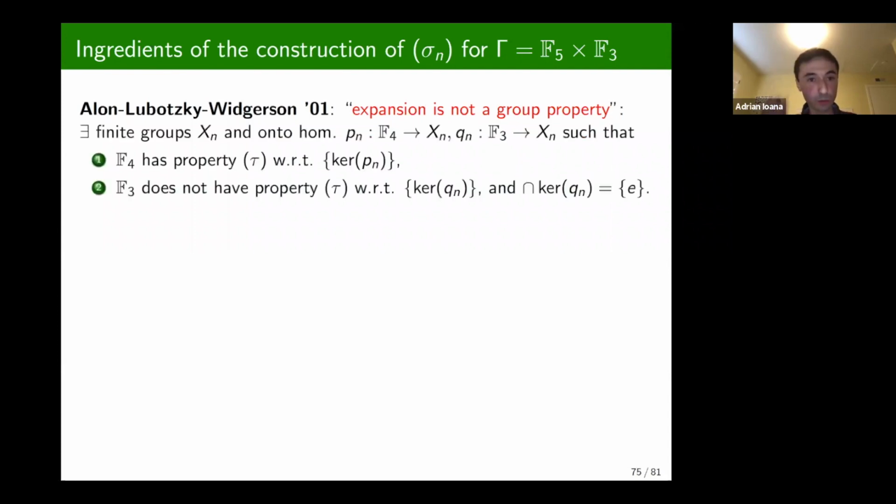So what did Alon, Lubotzky, and Wittgerson prove? They proved in particular that you can find some finite groups Xn together with an onto homomorphism from F4, the free group on 4 generators, and from the free group on 3 generators, with the following 3 properties. I want F4 to have property tau with respect to these quotients Xn. I want F3 to not have property tau with respect to the quotients. So this already gives me a sequence of finite groups Xn such that with respect to 4 generators, they have property tau, but with respect to 3 other generators, they don't. And moreover, I want the intersection of the kernels of these QNs to be trivial.